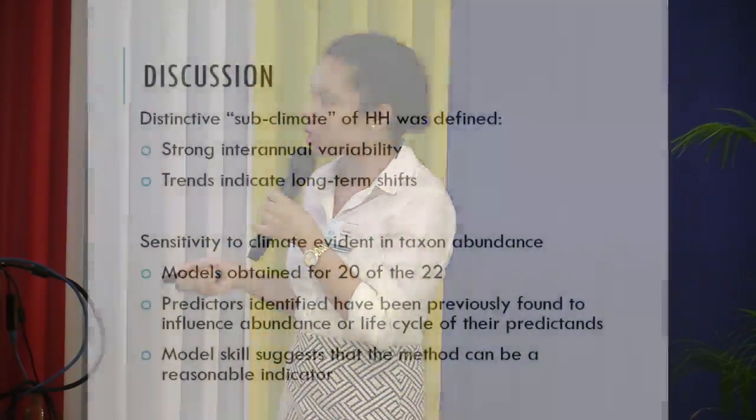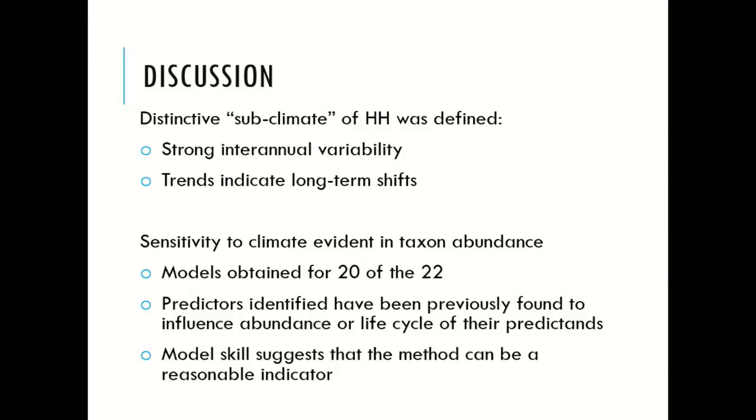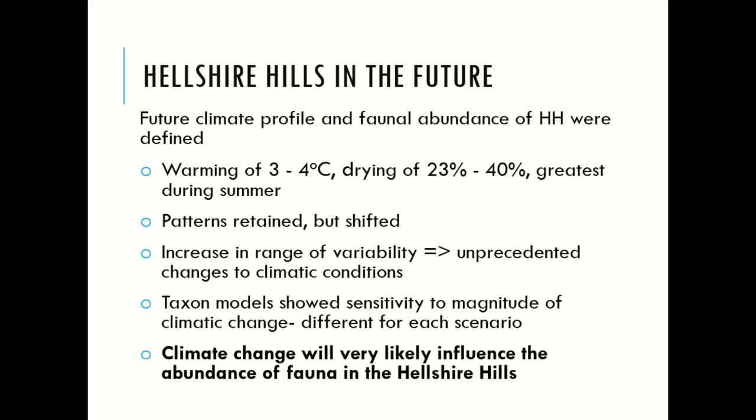So ultimately, using our methods, we were able to identify a strong climatology for the Helsha Hills region, even though there was sparse data for the area. We were able to obtain models for almost all the species that we focused on, even though, again, there was a sparse data situation. And the model skill was reasonable based on our validation techniques, which I didn't quite show, but just trust me.